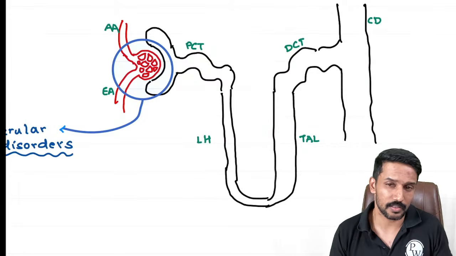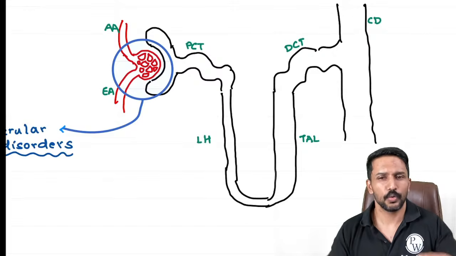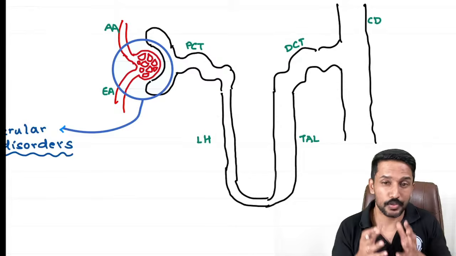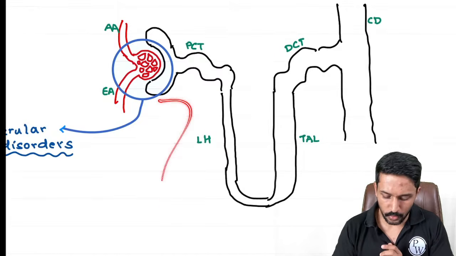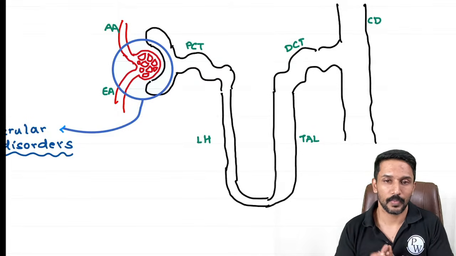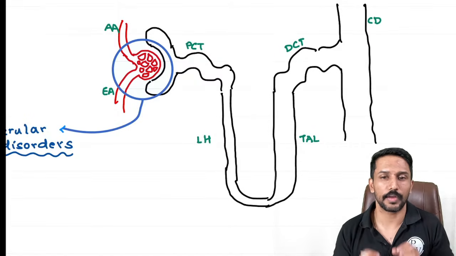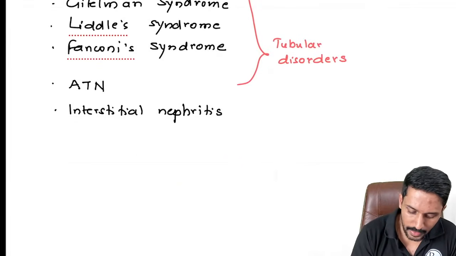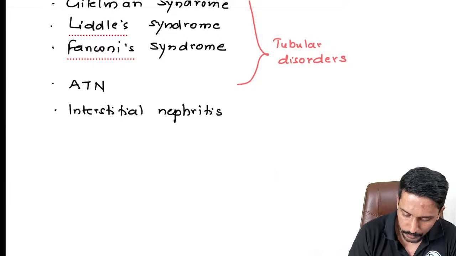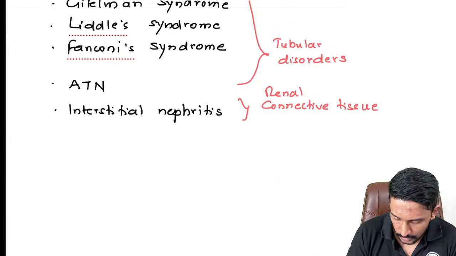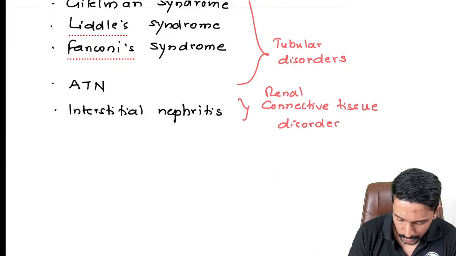But there is one more structure that is left out. What is that? Do you think all these nephrons are freely circulating inside the kidney? No, they're held in place. Who is holding them in place? The connective tissue. So around this nephron and the other adjacent nephrons, there is connective tissue that can also get affected by disorders. And when connective tissue gets affected, we call it interstitial nephritis. So interstitial nephritis is affecting the connective tissue of the kidney. So these are the disorders which are affecting connective tissue. These are renal connective tissue disorders.